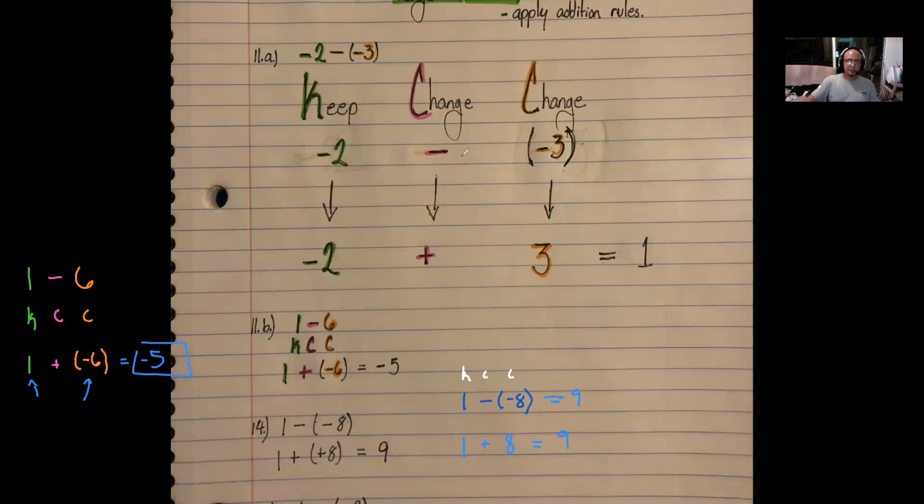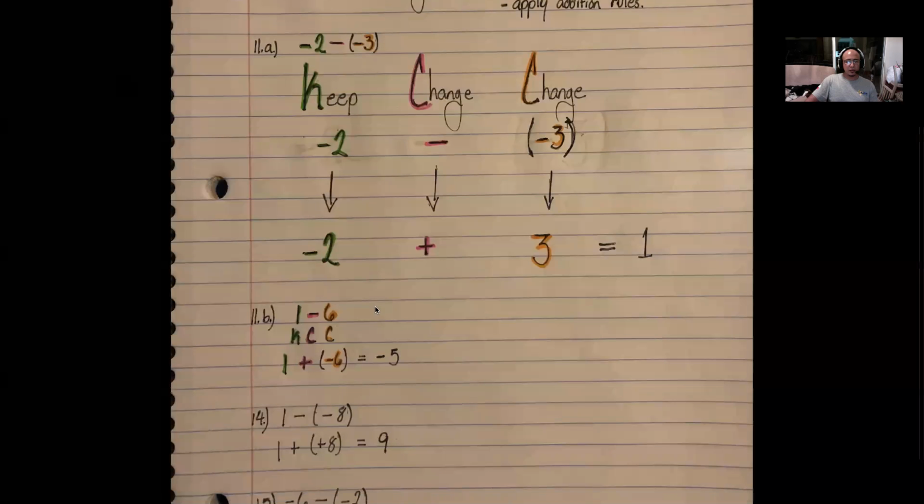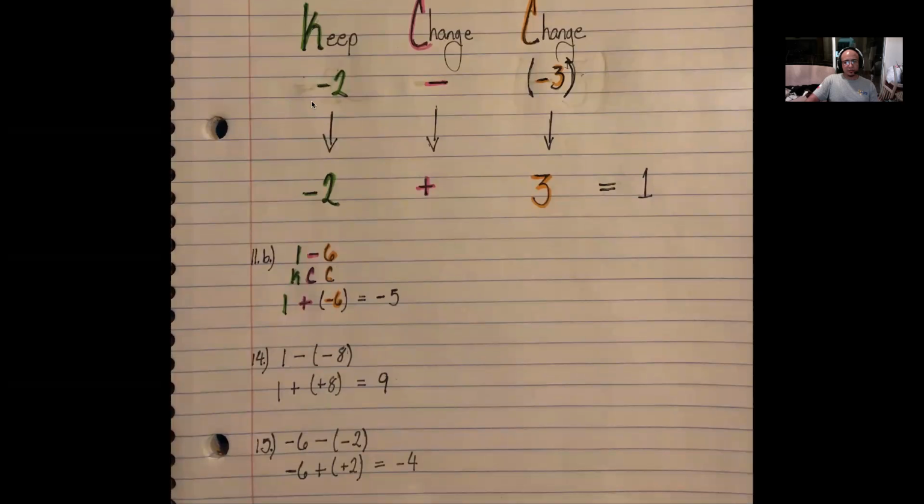Let's do just one more. We have negative 6 minus a negative 2. Negative 6 minus negative 2. Let's apply keep, change, and change. That's going to yield, so negative 6 is going to stay the same. So we're going to keep the negative 6. We're going to change subtraction to addition. And I'm going to change the negative 2 to a positive 2. Now it's an addition problem.